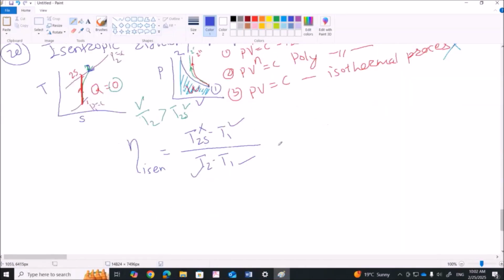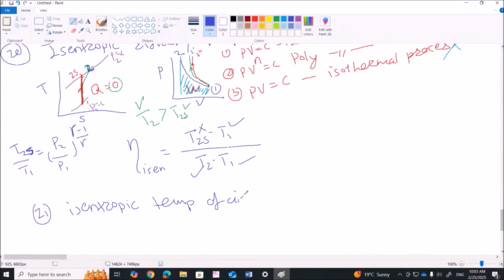How can I find T2s? By the isentropic equations. What are the isentropic equations? Ideal gas equations. T2 by T1 is equal to P2 by P1 raised to gamma minus 1 by gamma, or n minus 1 by n for polytropic. If I write gamma, then this is applicable only for the isentropic process. So from this formula, I can find the isentropic temperature of air at outlet, that is T2s, equal to T1 times P2 by P1 raised to gamma minus 1 by gamma.